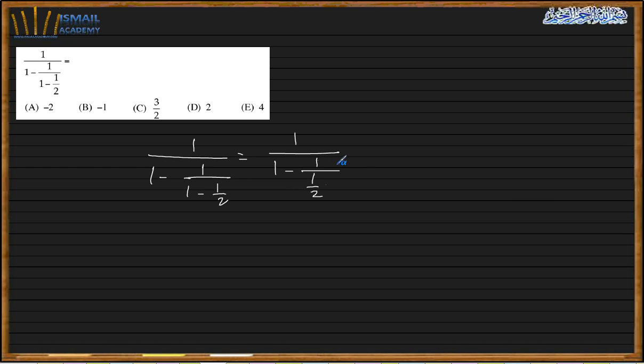Then I multiply with the reciprocal. So this will be 1 over 1 minus 1 over 1. So it's going to be 2. So here's going to be 1 over minus 1, which is minus 1. And B is my answer.